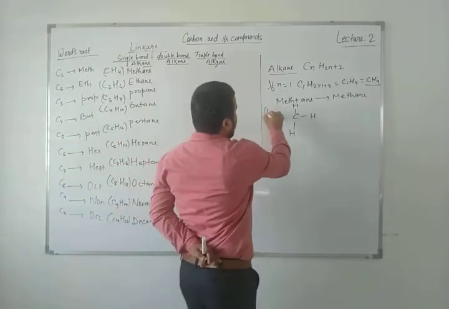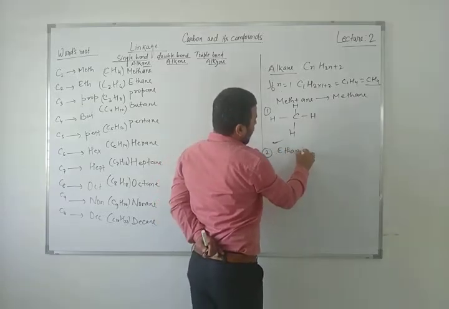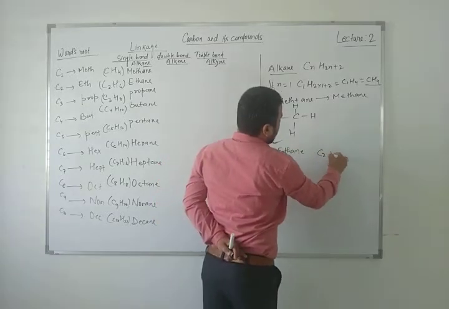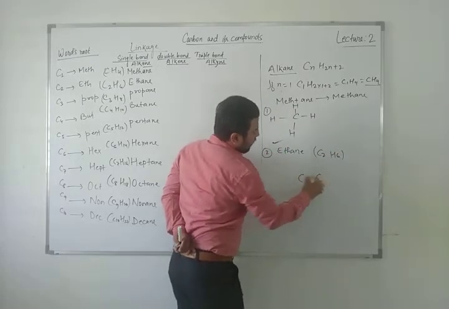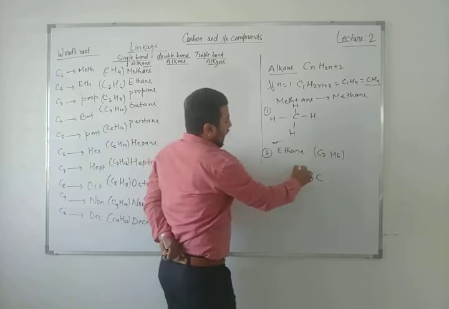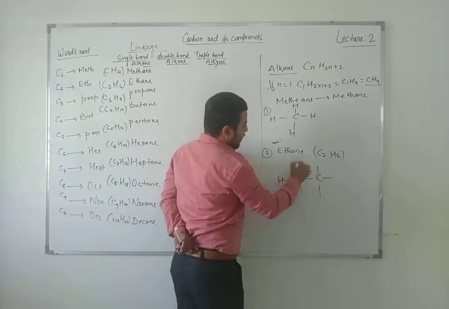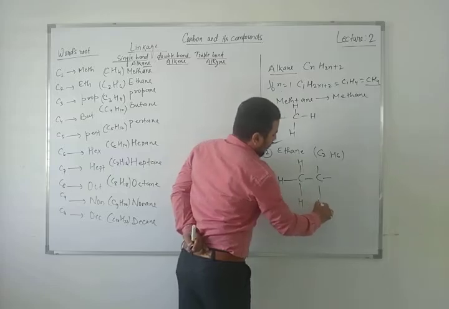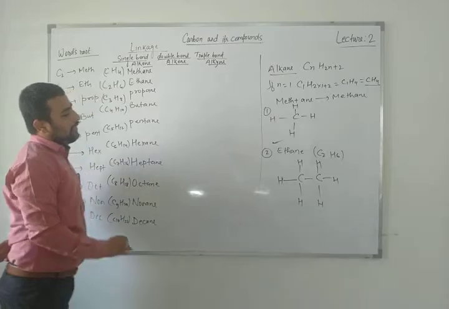you can see the methane. Similarly, if you want to draw ethane, how will you draw it? You will represent C2H6. So first of all, 2 carbons. So carbon, carbon single bond, and both the carbons will have a total of 4 bonds. 1, 2, 3, 4, 1, 2, 3, 4. You can see here hydrogen, hydrogen, hydrogen, hydrogen, hydrogen. So this is the structural formula of ethane.